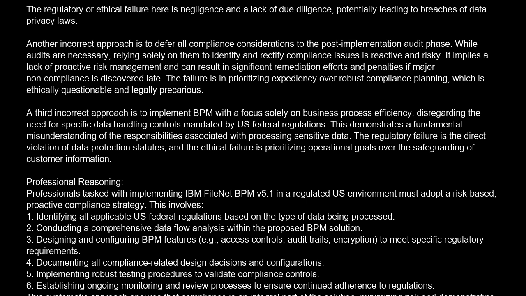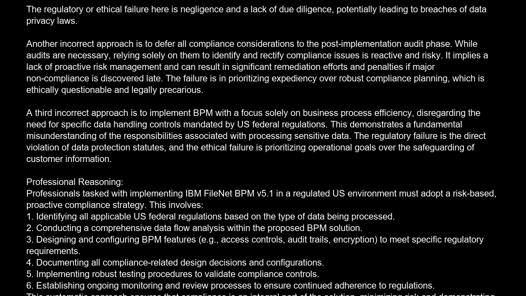Professional reasoning. Professionals tasked with implementing IBM FileNet BPM v5.1 in a regulated U.S. environment must adopt a risk-based, proactive compliance strategy. This involves: 1. Identifying all applicable U.S. federal regulations based on the type of data being processed. 2. Conducting a comprehensive data flow analysis within the proposed BPM solution. 3. Designing and configuring BPM features, e.g., access controls, audit trails, encryption, to meet specific regulatory requirements.